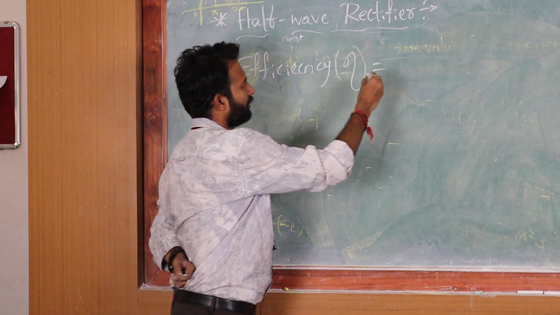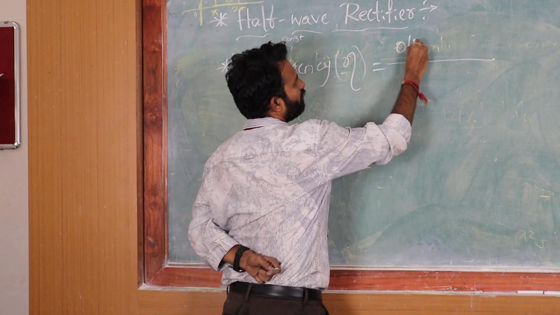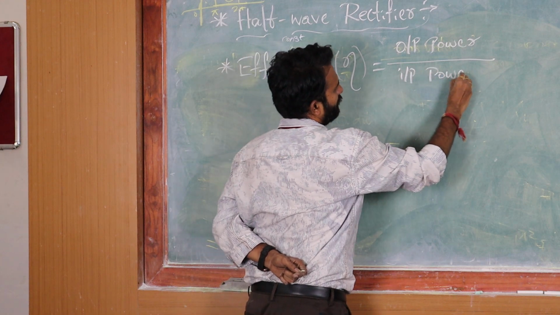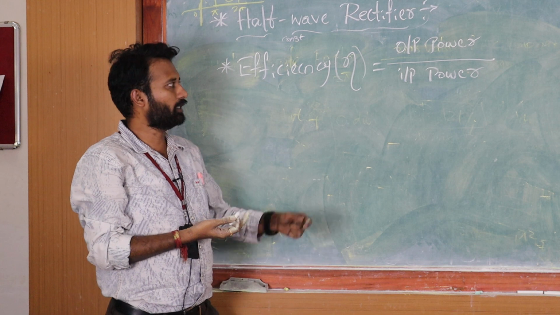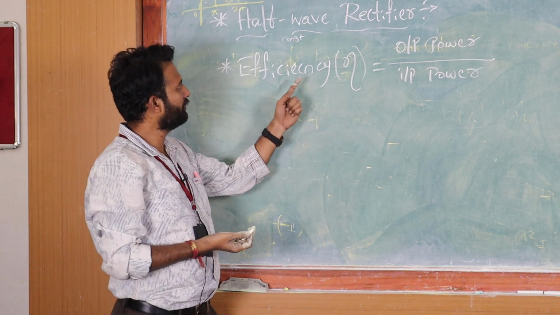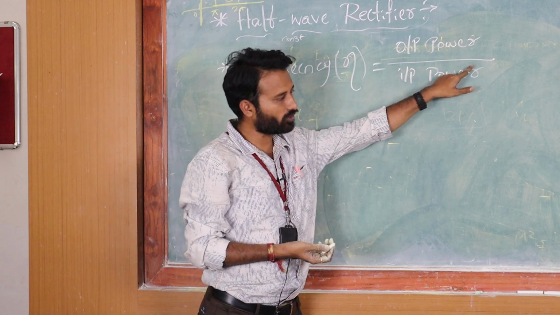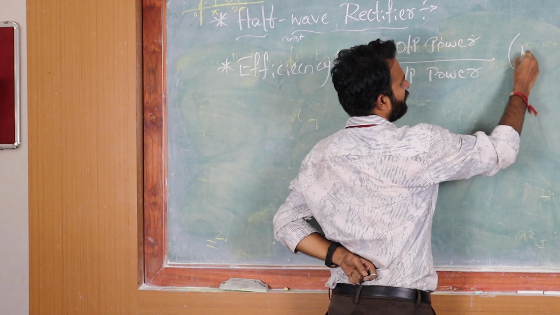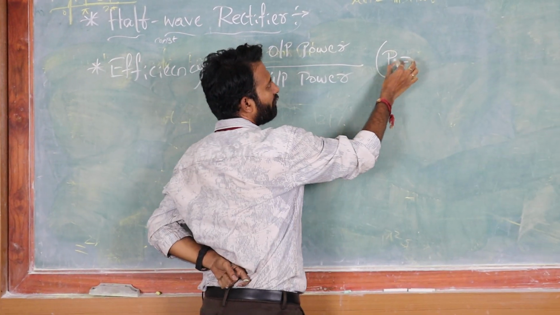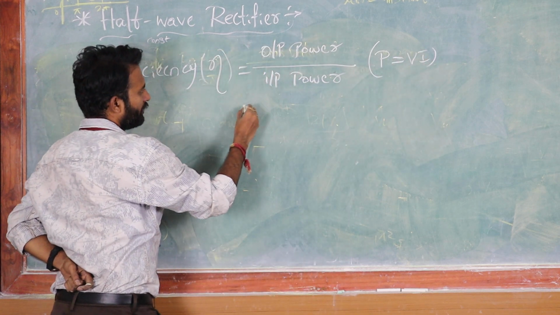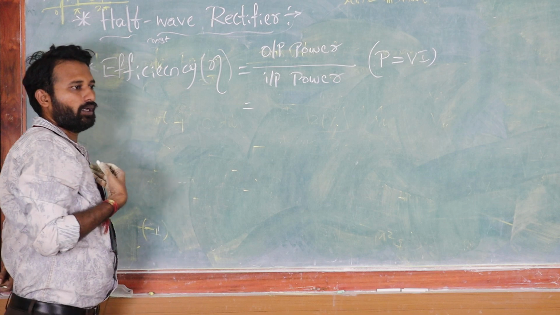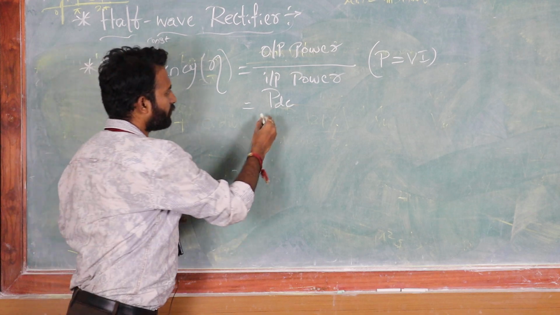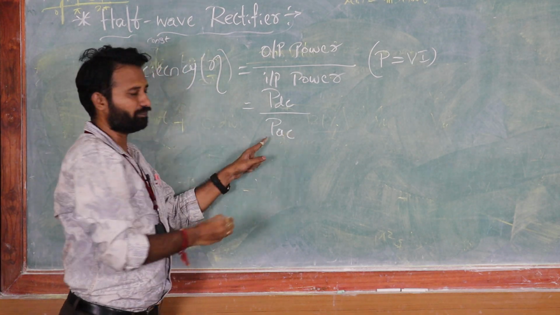It is defined as the ratio of output power to the input power. It may be any kind of system. In order to calculate the efficiency of any system, efficiency is defined as the ratio of output power to the input power. Now how will we represent power? What is the formula for power? P is equal to V into I. So here I am talking about output power. In the half-wave rectifier my output is DC, I will write it as PDC. And my input power is AC, I will write it as PAC.